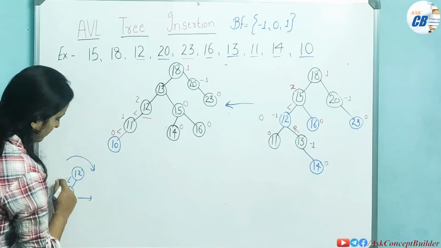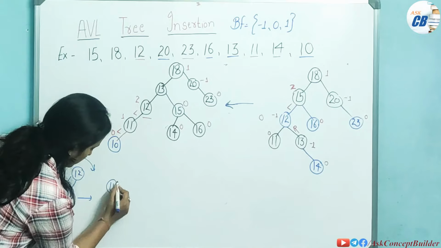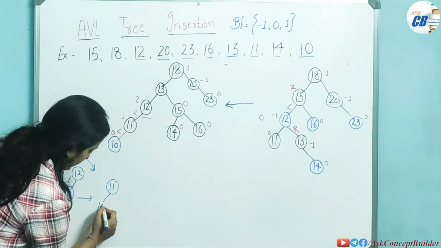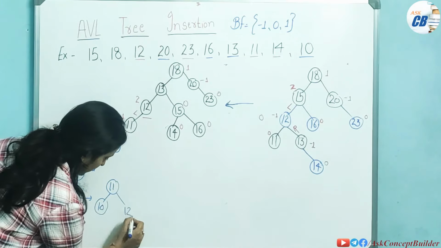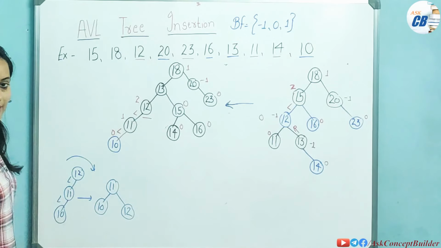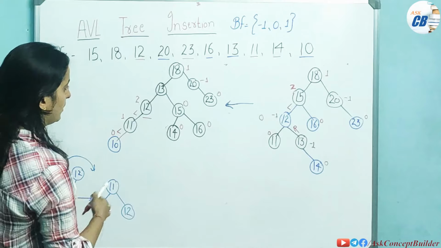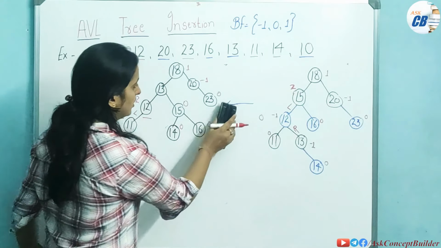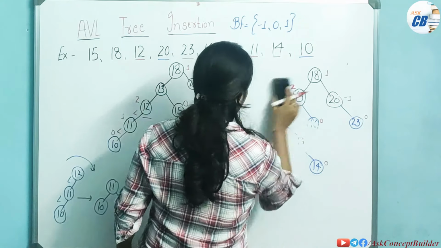So how will it become? See, 11 will become your root node, 10 will be on the left, and 12 will come on the right. Now these 3 nodes are balanced, so you can stick it here. Now see how your final tree will become after this rotation. Again we will draw here only.